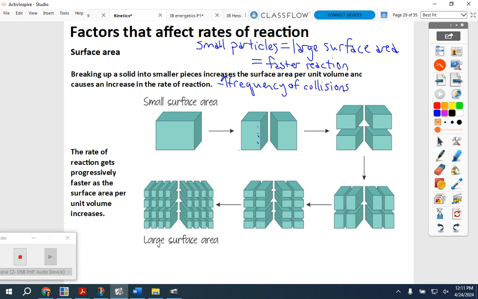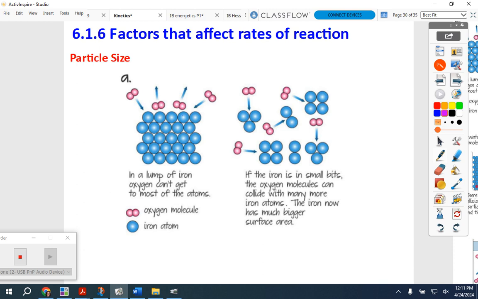But the bigger the particles, the smaller the surface area and the slower the reaction. If you have smaller particles, same mass of the substance, smaller particles vastly increase the surface area and increase the rate of reaction. Okay. This is just another picture of the same thing.